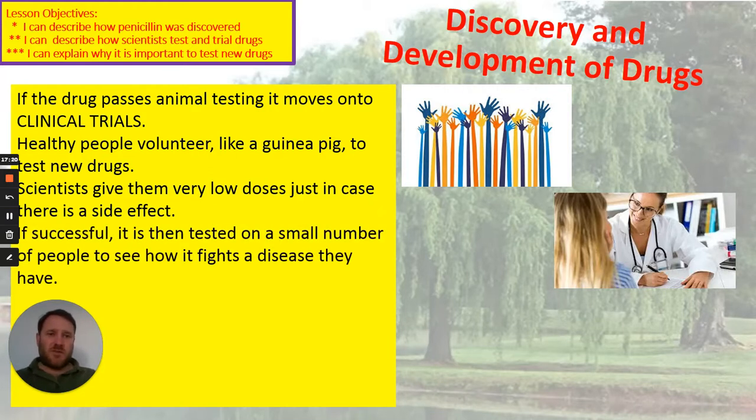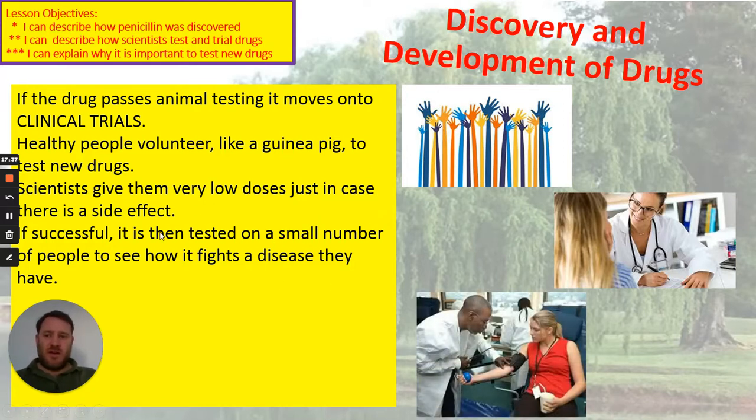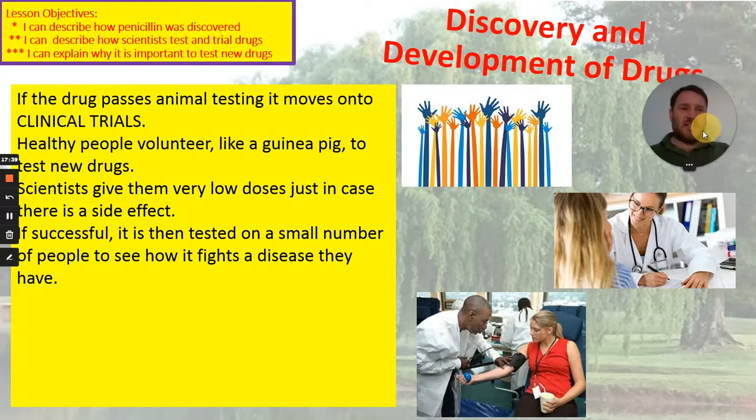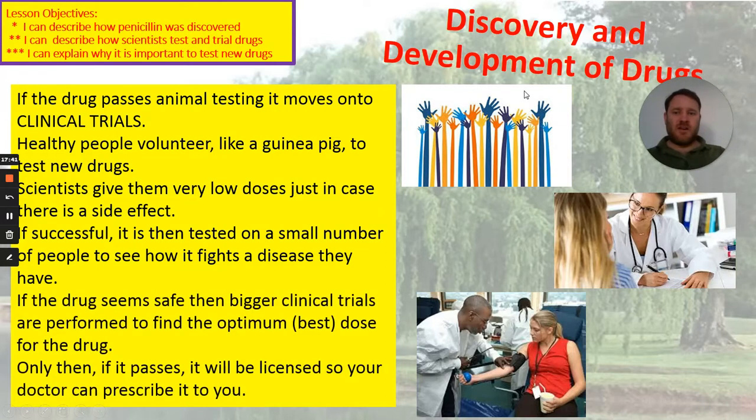So if that's successful, so they've done very low doses on a small amount of people, on these volunteers, and they're all okay, then they find people who have the disease that this drug is supposed to help prevent or combat. And then they test it on these people and see how it fights the disease. So the drug seems safe. They've tested it on the people with the disease and it seems safe. Then they do a bigger clinical trial.